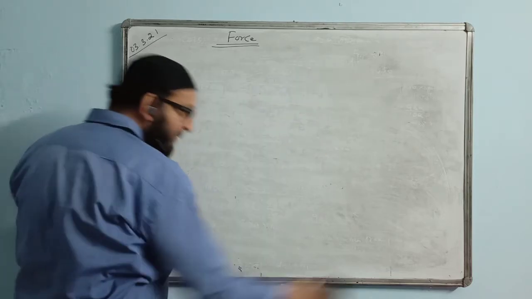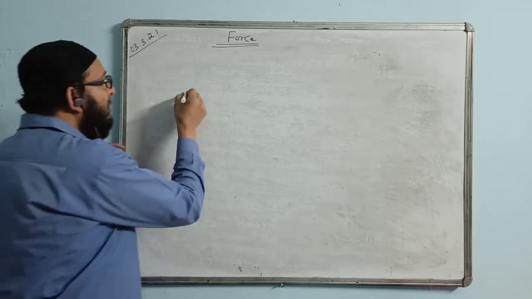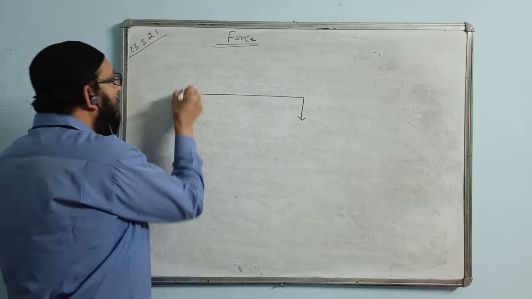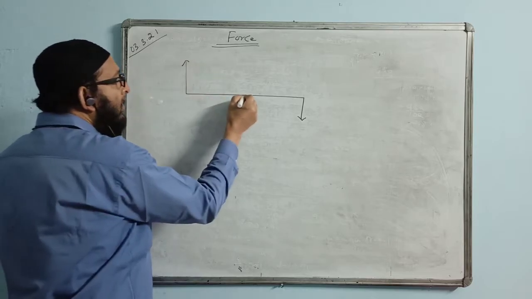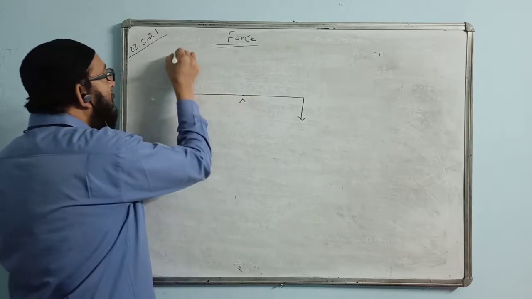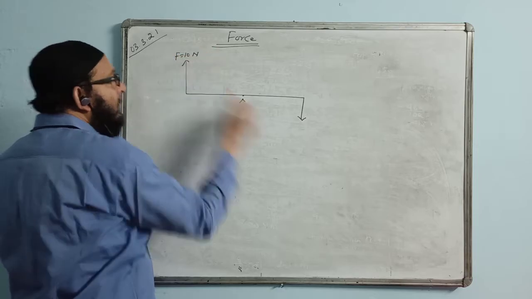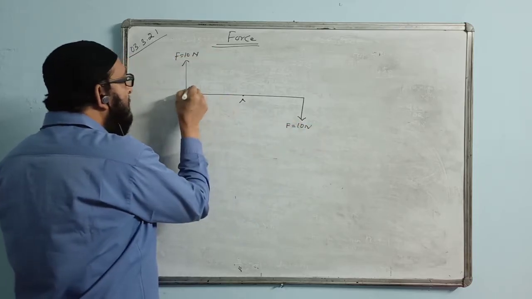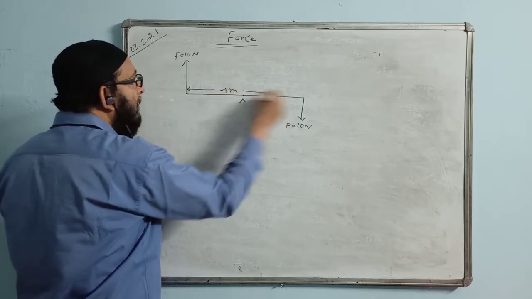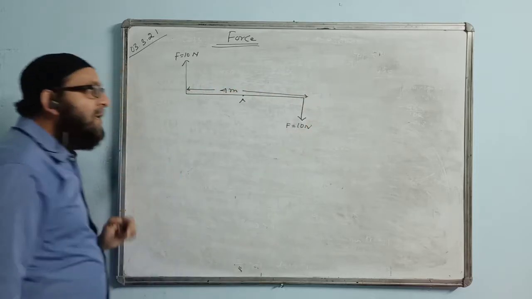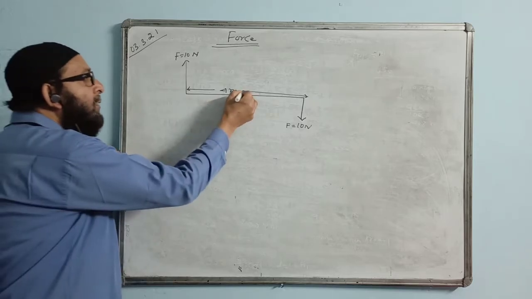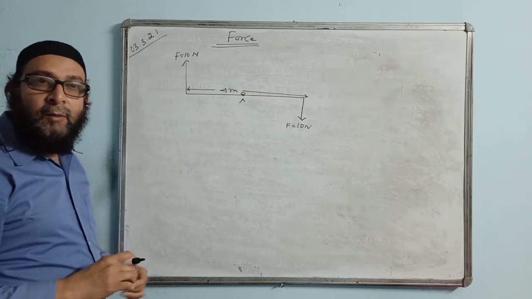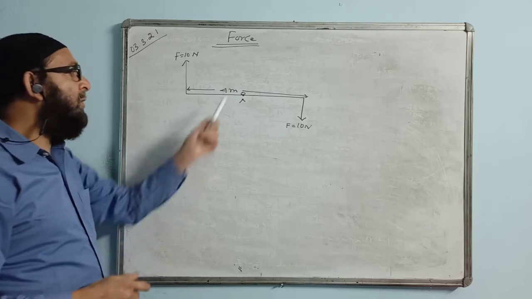Next question, they have given a diagram here. There are two forces. This is 10 Newton. This is also 10 Newton. Total distance is 4 meter. The question is asking: find the moment of these two forces about the midpoint O.